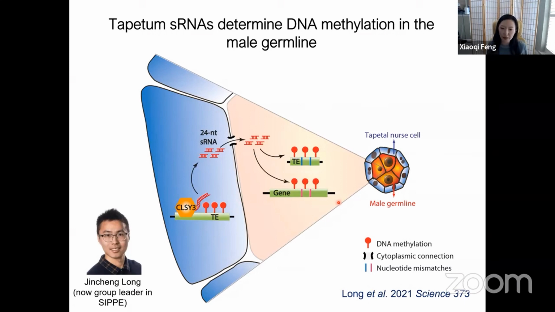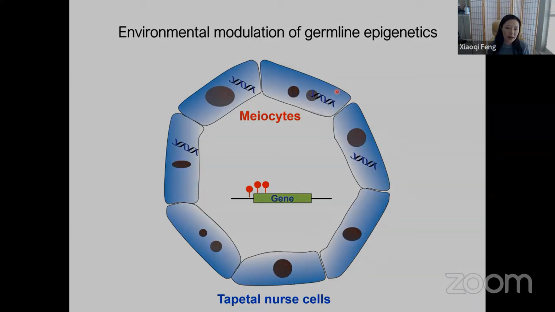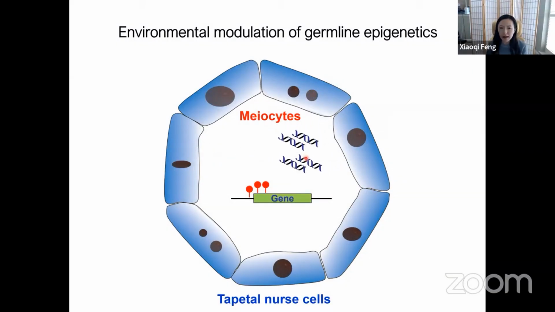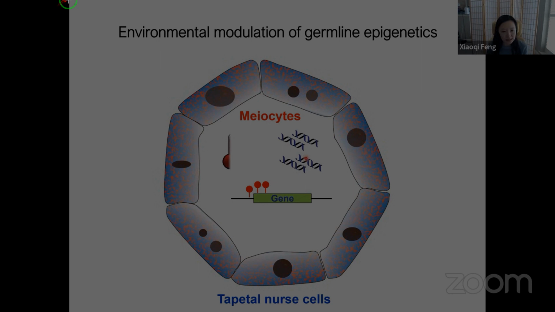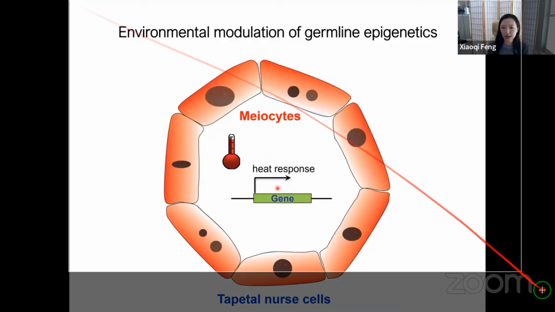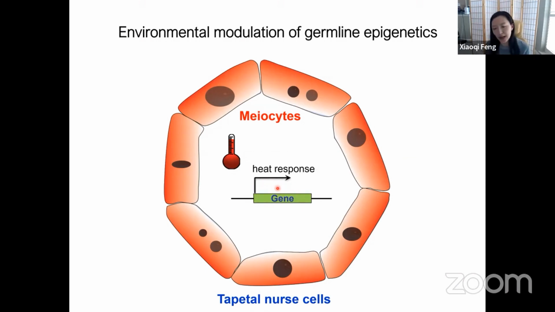So besides this complicated molecular mechanism, we also have some exciting data that suggests that this pathway is modulated by the environment. So our data suggests that these tapetum RNAs that drive germline methylation reprogramming are attenuated at high temperature. And this leads to the reduced methylation and activation of a heat response gene in the meiocytes. So now we are investigating the hypothesis that environmentally malleable epigenetic information flows from the soma to the germline and mediates germline stress response.